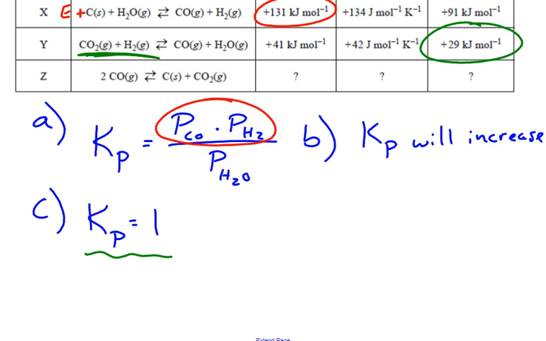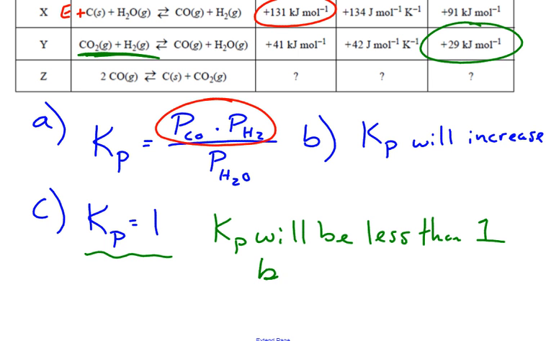Why? Because it's products over reactants. I'll make more of this and less of that. I know it's not the same equation. So Kp will be less than 1 because change in G is positive. Favors reactants.